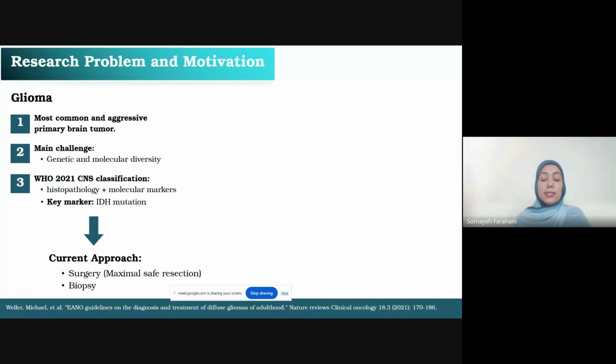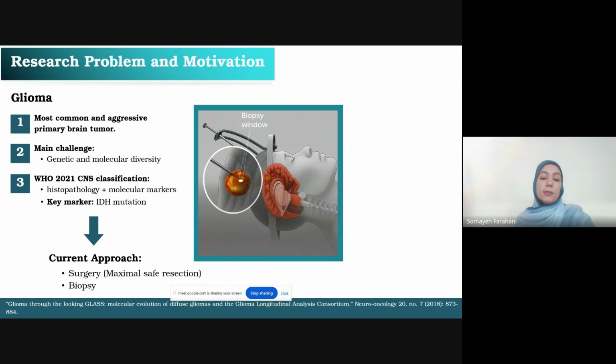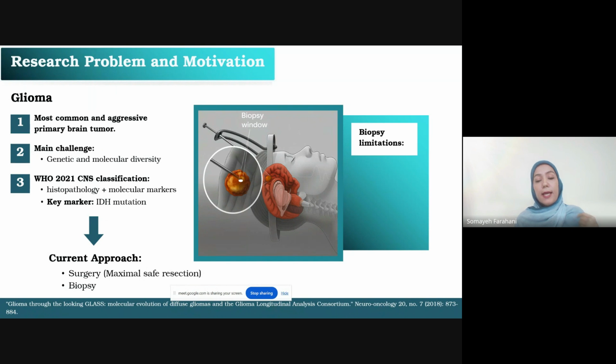If resection isn't safe, we use biopsy techniques. But biopsy also has some limitations. First, it's an invasive procedure. It comes with surgical risks, like bleeding and infection. This makes it hard to repeat, so we can't track how the tumor changes during treatment. Second, biopsies only sample a small fraction of the tumor, and they might easily miss important genetic features.